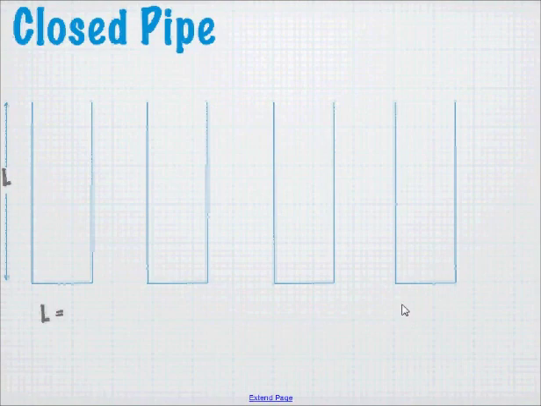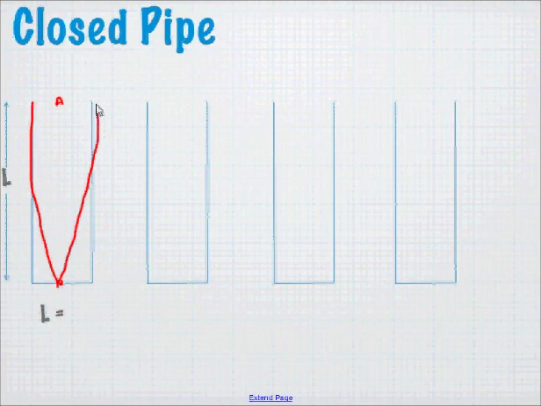So first up, let's look at some closed pipes. The fundamental has one antinode at the top here and one node down the bottom there. If we draw that in, these should be nice curves. It's quite hard to draw with a mouse, but that's it there.